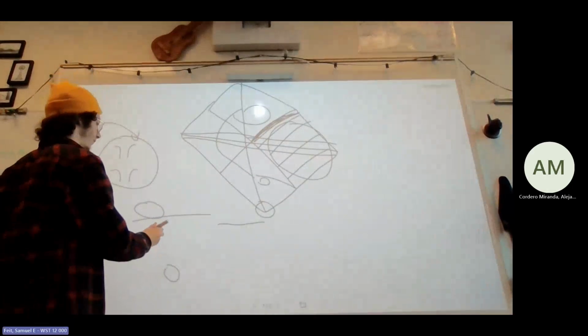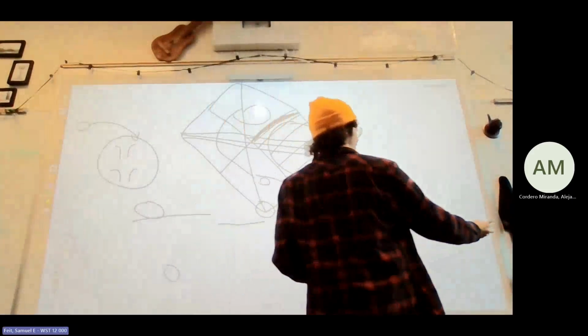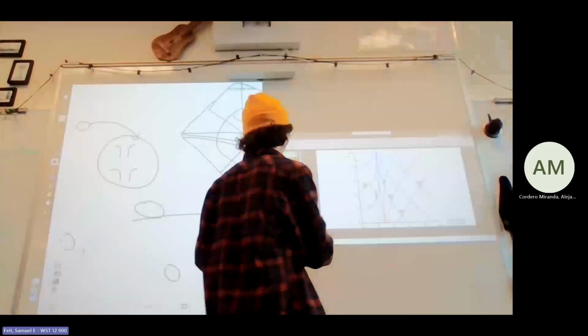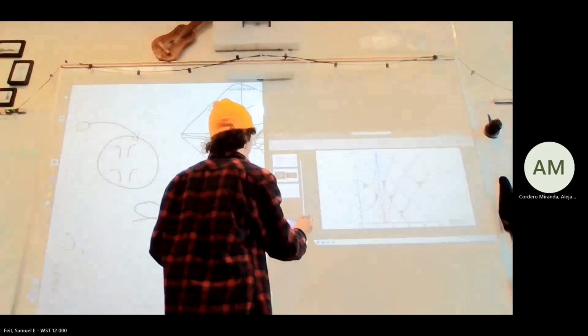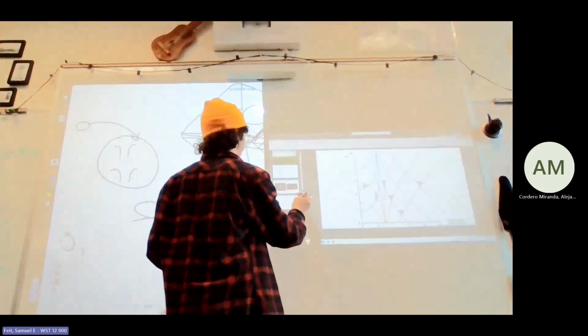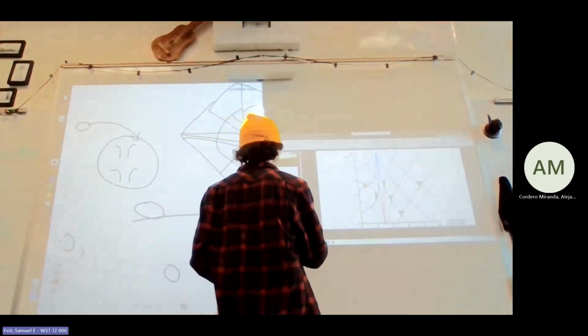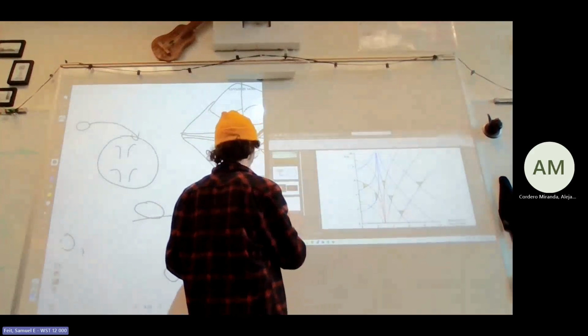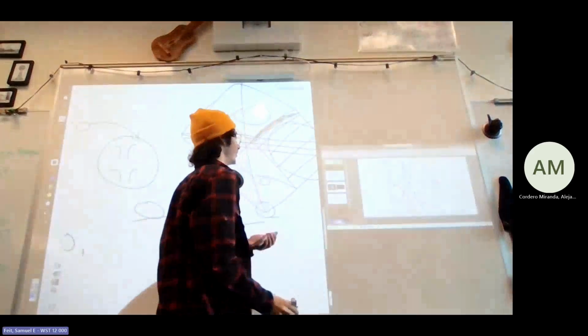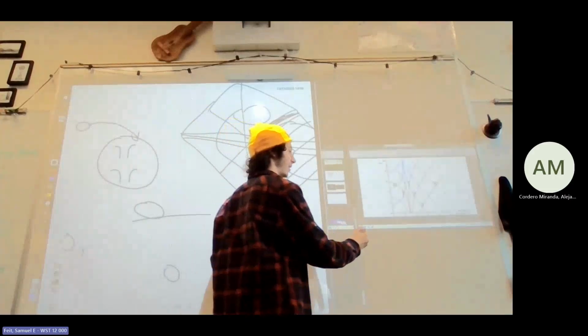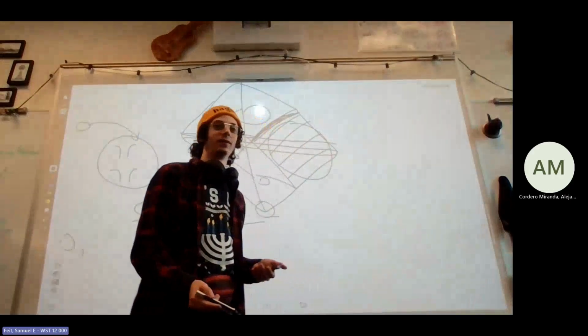I forget if I have a diagram of this in the PowerPoint. I'll check. Well, that's annoying. I don't. Whatever. Maybe I should have prepared better. That's okay. This is a very bad point for me because I'm bad at drawing these graphs because they're annoying.